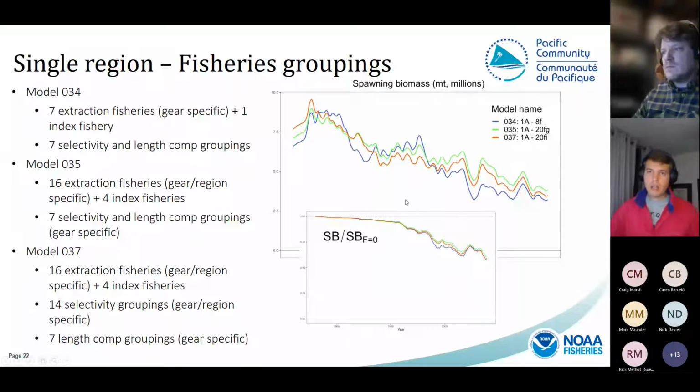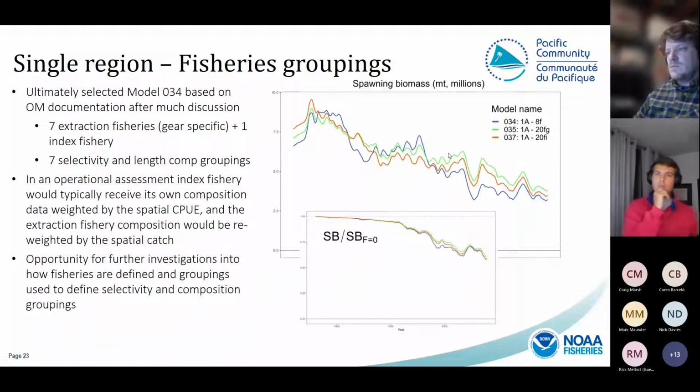In terms of depletion, the different fishery groupings in terms of selectivity and length composition didn't really make that big of a difference. Around the year 2000, you see some divergence from the 2 different approaches. Some slight differences in scale, but generally all following the same trend. Ultimately, we ended up with the simplest configuration of that model 34 with the 7 extraction fisheries that were gear specific.